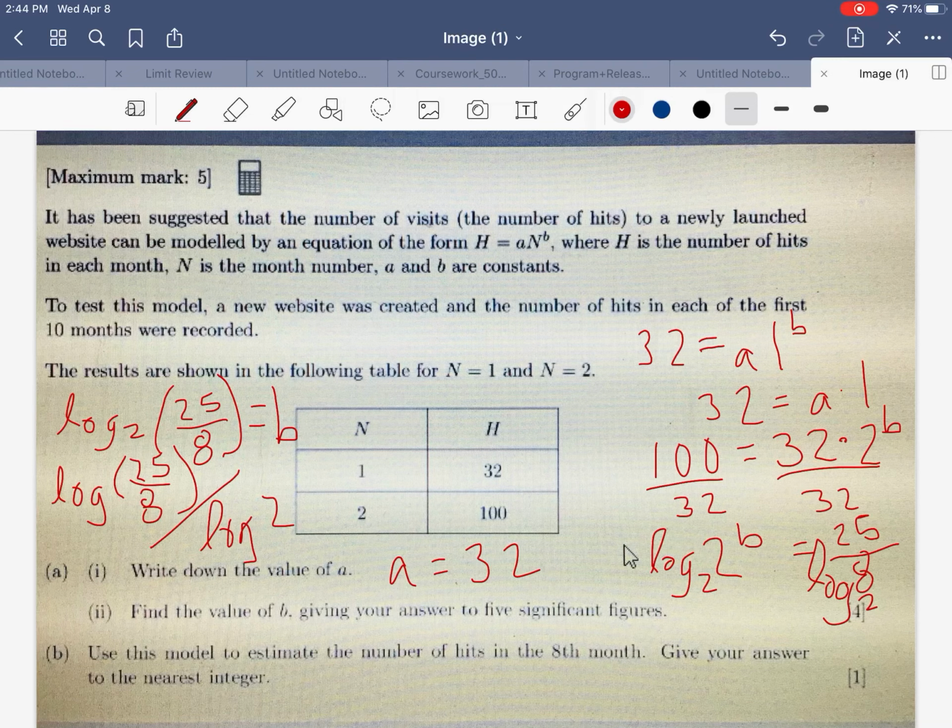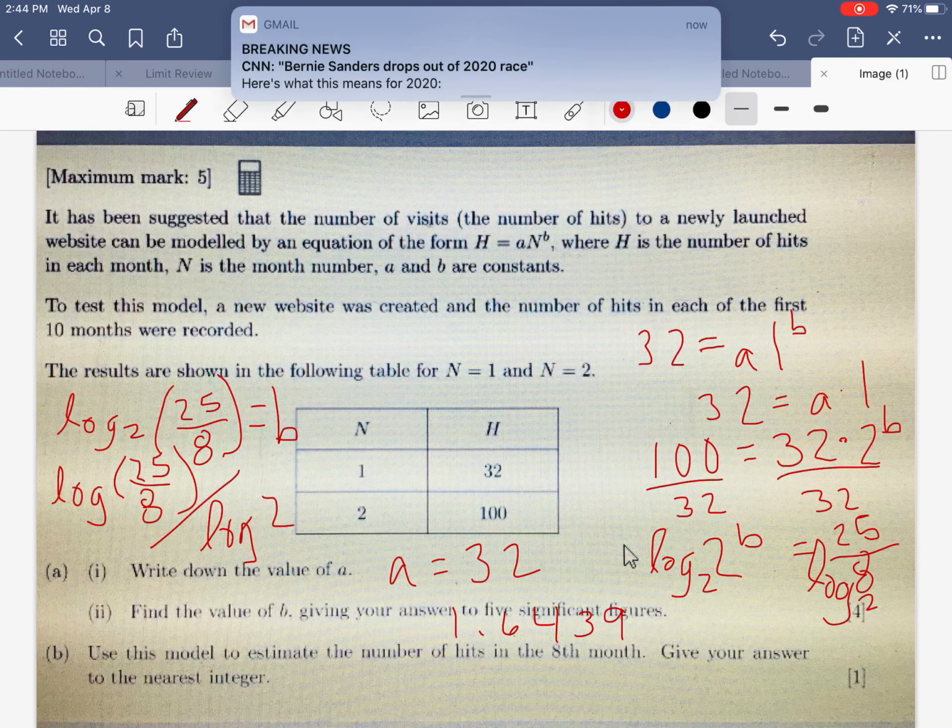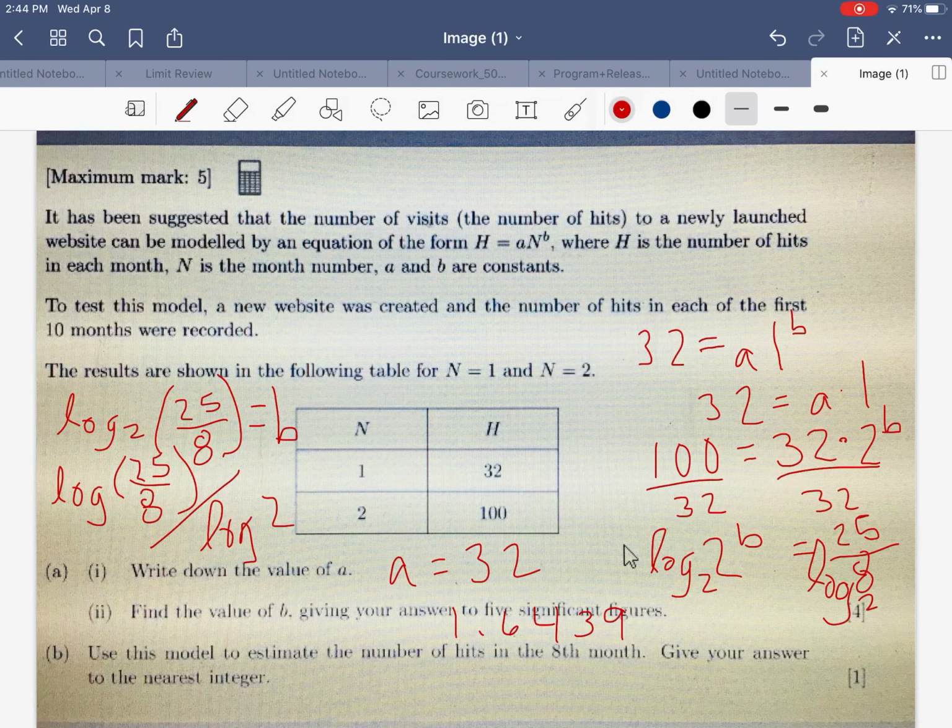And so therefore you get, it said 5 significant figures. So that would be 4 after the decimal. That's 1.6439. And that's 5 significant figures. It says use this model to estimate the number of hits in the 8th month. Give your answer to the nearest integer.